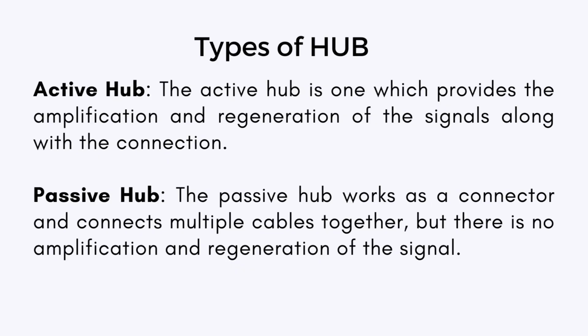Types of hub. Active hub. The active hub is one which provides the amplification and regeneration of the signals along with the connection. Passive hub. The passive hub works as a connector and connects multiple cables together, but there is no amplification and regeneration of the signal.